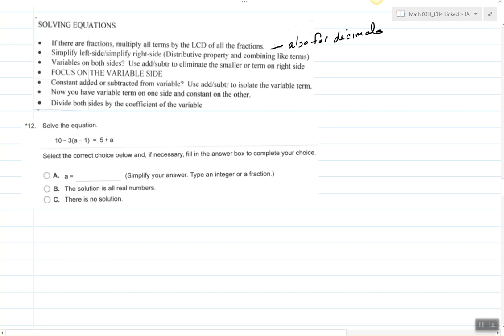Question, do you have variables on both sides? Use addition or subtraction to eliminate the smaller or eliminate the term on the right side. It's your choice. Then focus on the side where the variable landed. If there is a constant, that's a plain old number, added or subtracted from the variable, use addition or subtraction to eliminate it, isolating the variable term. Now you have a variable term on one side and a constant on the other. Divide both sides by the coefficient of the variable.